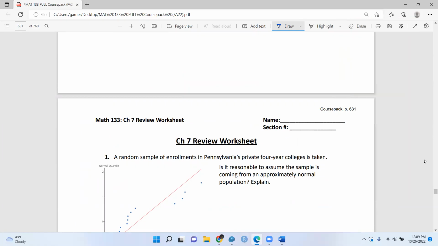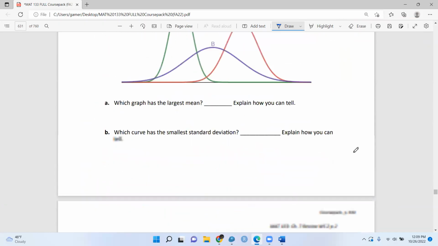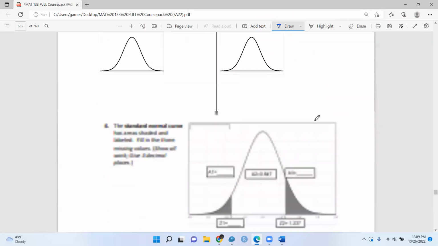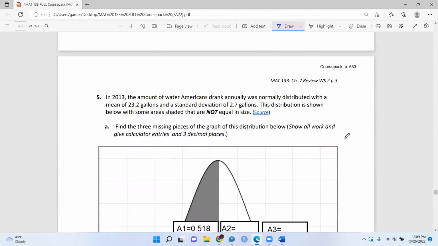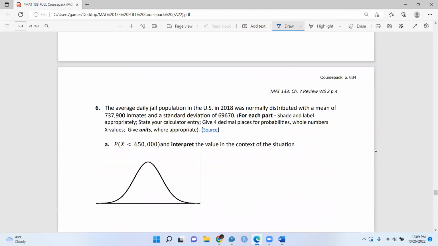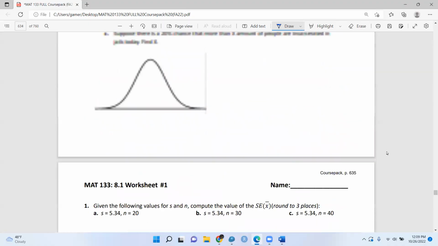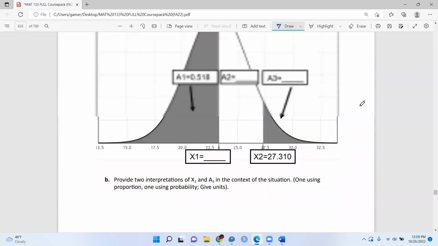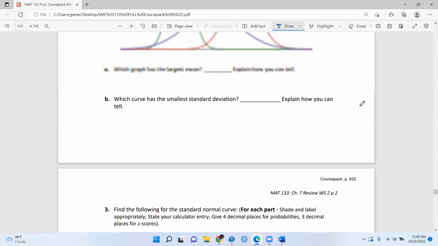Okay, so we're switching gears to page 631. Keep StatCrunch open because you're going to be using it on page 632 and 633 and 634, and hey, that's the last page. And I think you're going to find that what we just did in the project is very similar to what you're doing here on Chapter 7.